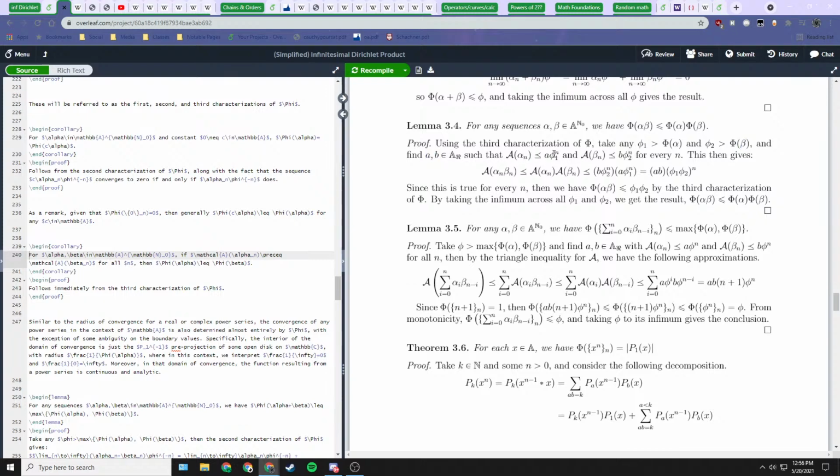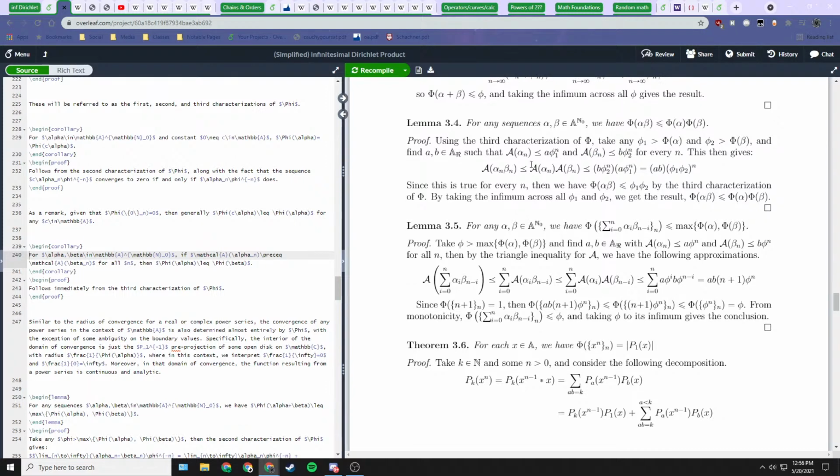So alpha sub n is bounded by a, phi 1 power n. Beta sub n is bounded by b, phi 2 power n. And then we just multiply these together. So the absolute value of alpha times beta is bounded by the absolute value of alpha times the absolute value of beta, which is then bounded by each of these bounds. So b times phi 2 power n times a times phi 1 power n, and then we just rearrange them. So we have a times b times phi 1 phi 2 power n.